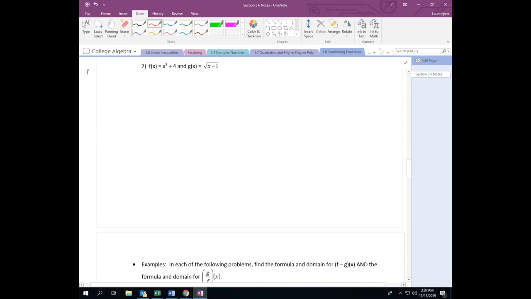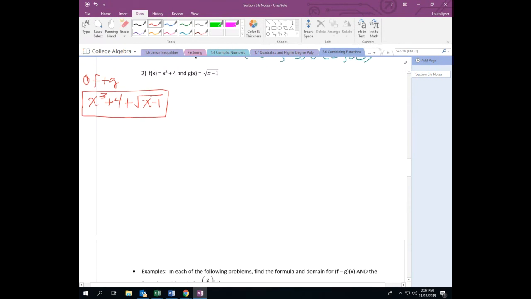So starting off with F plus G. We are going to take the F function, which is x cubed plus 4, and we are going to add in the G function, which is radical x minus 1. Now, I know it looks weird, but there are no like terms in this thing. So all of this in this odd looking format is your sum of these two functions. If there were like terms, we would combine them, but since there aren't, that's really it. There's nothing we can do here. So that's that.